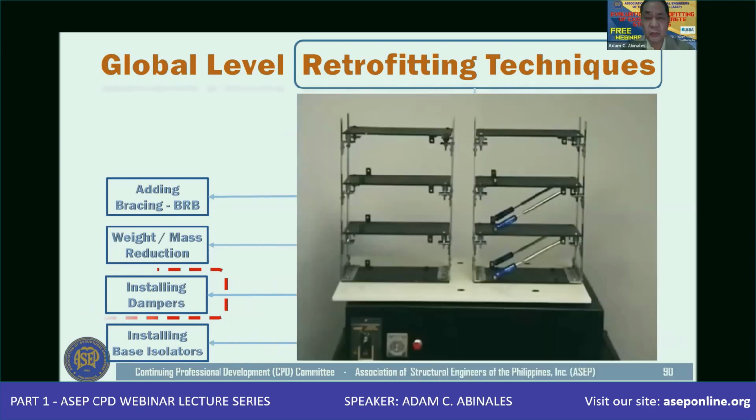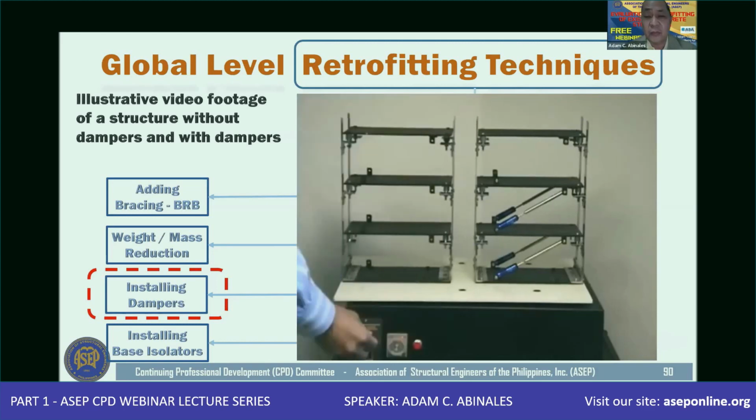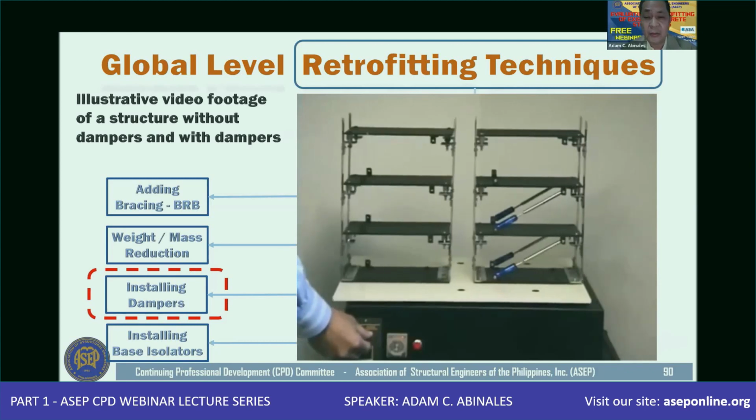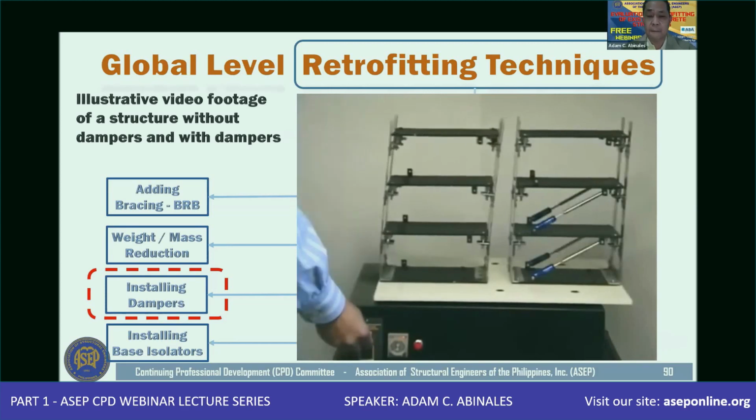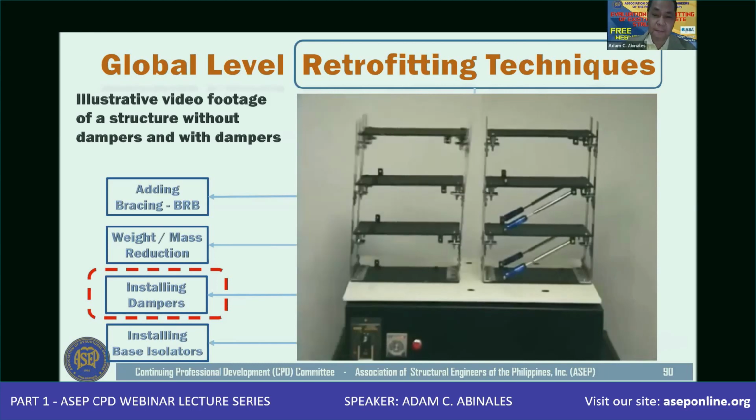Now, let me just show you a video of a structure without dampers and with dampers. I personally took this video when I was in Japan, in which I visited a factory or a company manufacturing dampers. So you see the effect, how dampers would really reduce the deformation or the displacement of the building, as well as the seismic force.